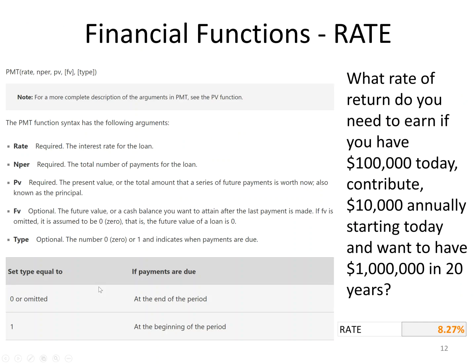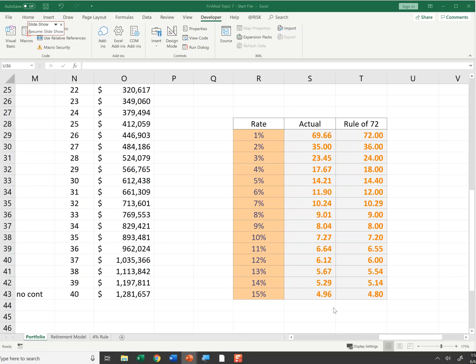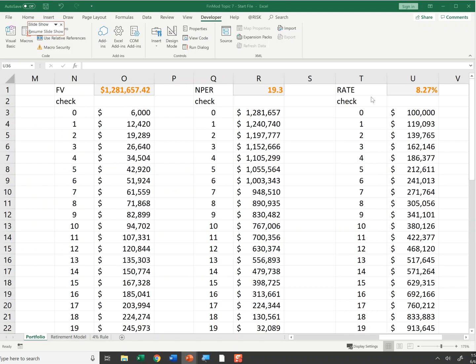The last function is the rate function. The rate function will simply tell you what rate of return you earn given present values, future values, payments, etc. So what rate of return do you need to earn if you have $100,000 today, if you contribute $10,000 annually starting today, and want to have $1 million in 20 years? So back to my functions.